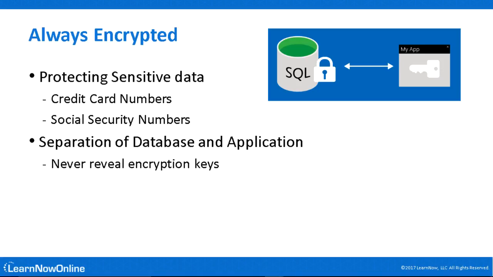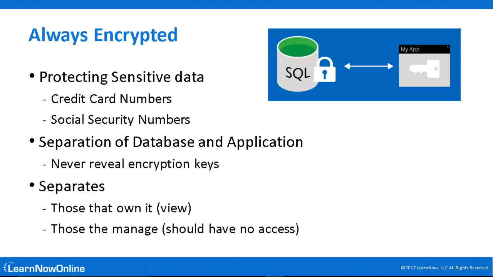It allows clients to encrypt sensitive data inside the client applications, and it never reveals the encryption key to the engine itself. As a result, the feature provides the separation needed between those who actually own the data, the ones that really want to view it, and those who manage the data but should have no access. It also is not on the entire database, but on a column level, which we'll see later, which makes it easier to just encrypt the sensitive data.